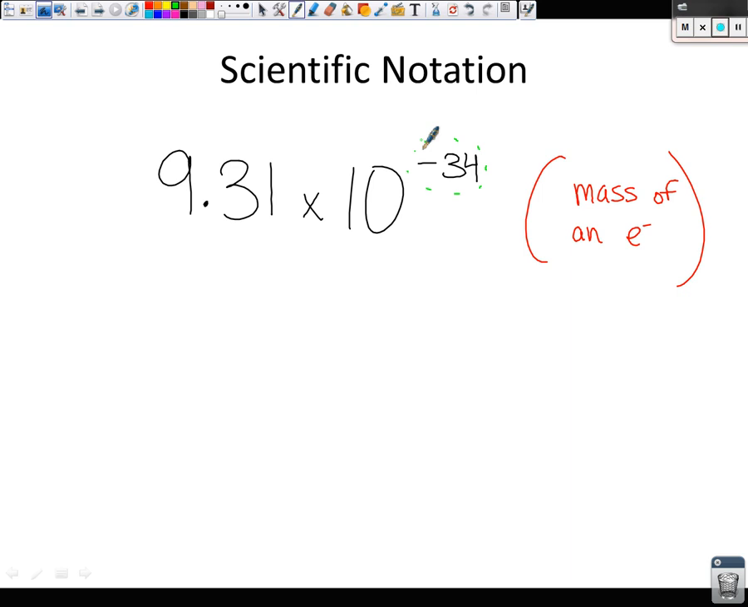So let's talk about logic. If I need to move my decimal point 34 places to the left, what's the one number I have to go around? 9. So if I move it this way, how many more zeros do I need to add? 33 more zeros.